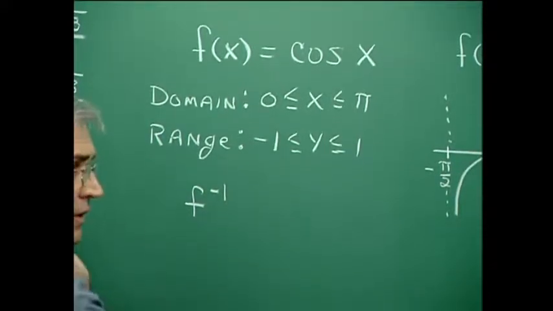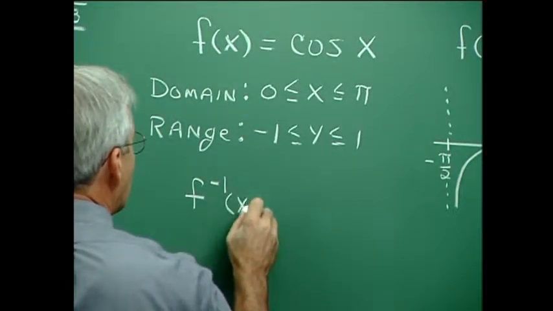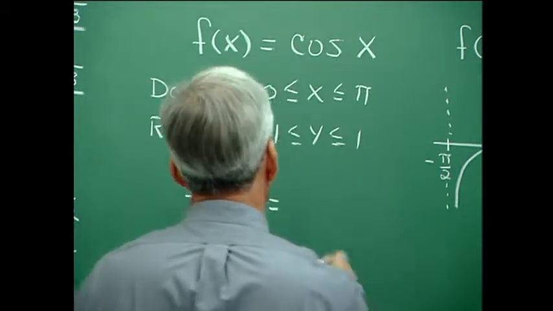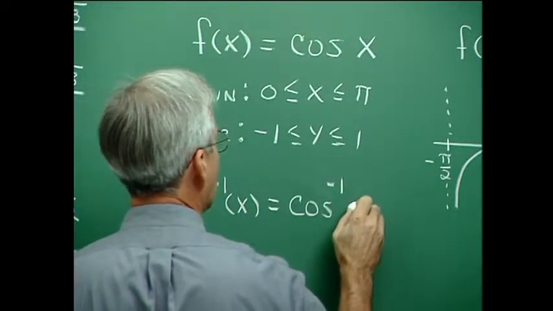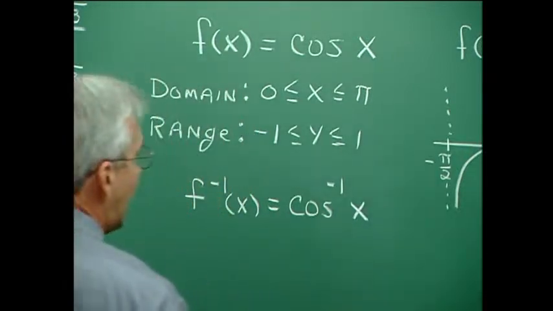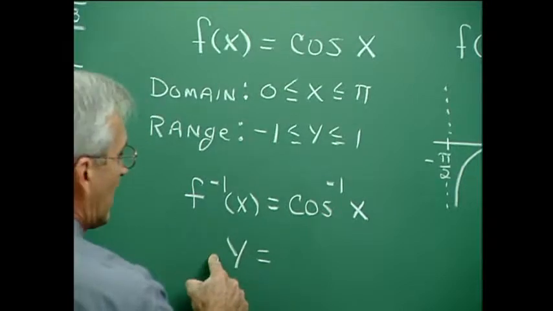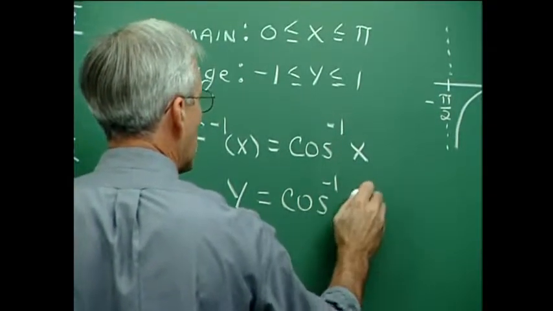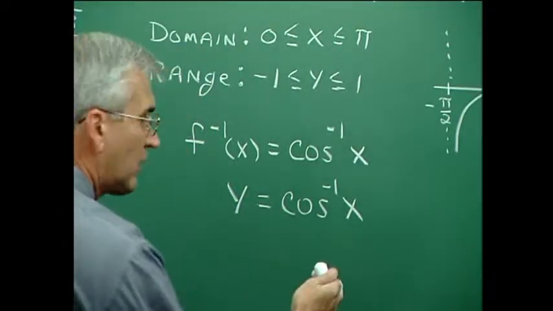I didn't use it over there for sine, but I certainly could use it: f inverse of x is equal to inverse cosine of x. You see, it's like that, and a very customary and workable way to write it is simply that y equals inverse cosine of x.